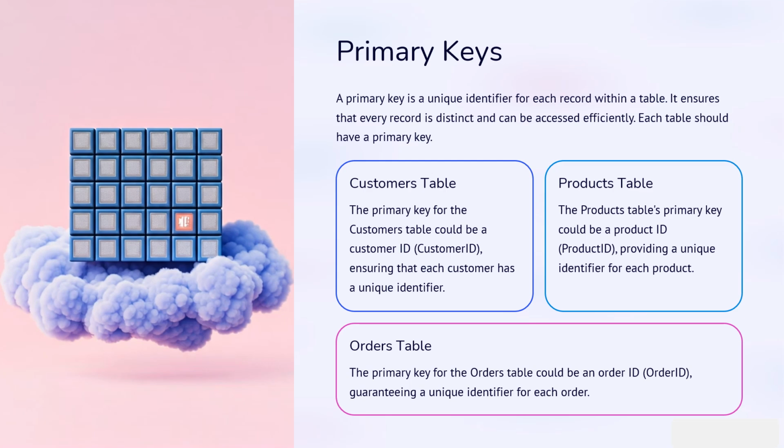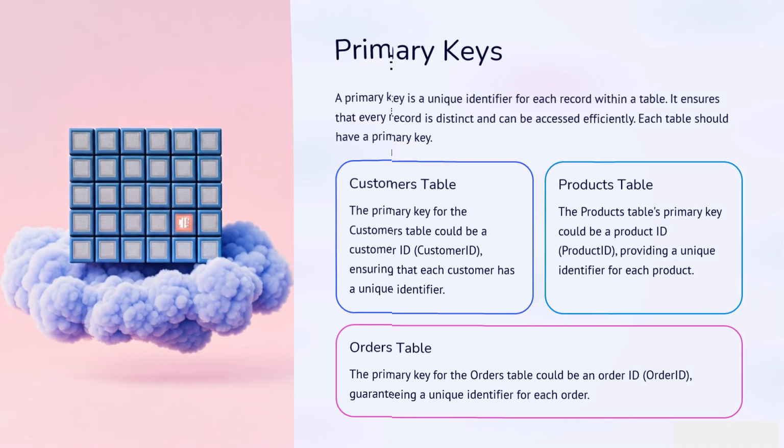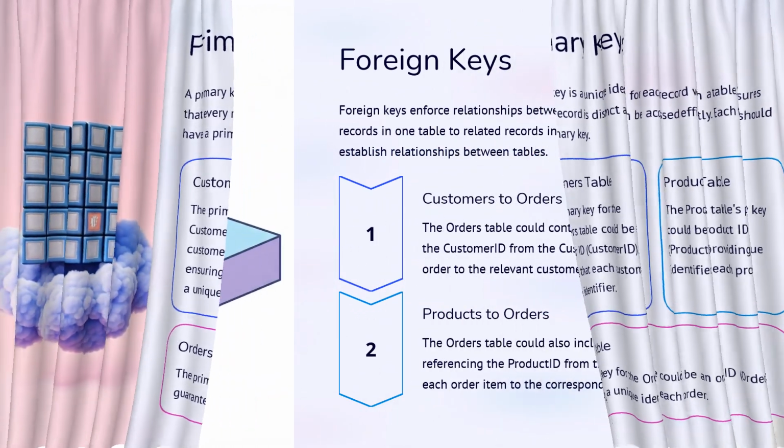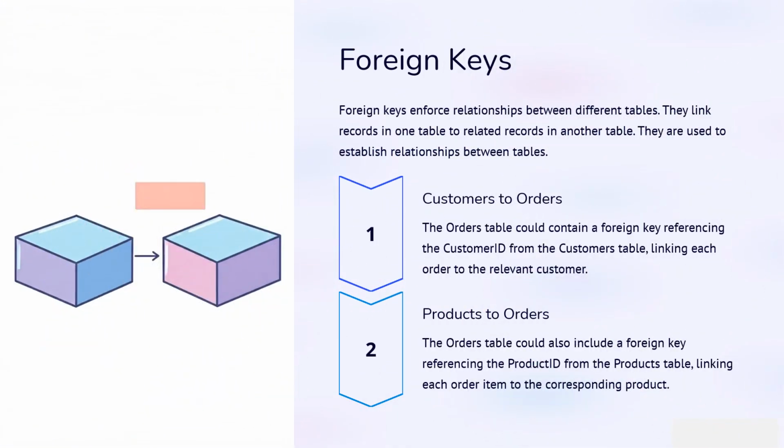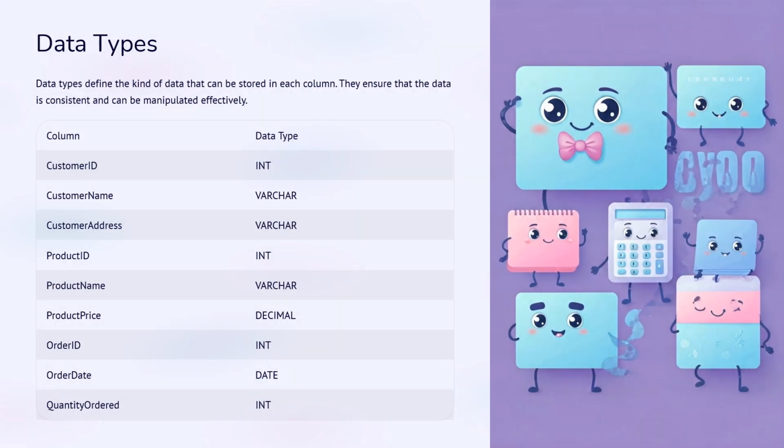We also have the foreign keys. The foreign key enforces relationships between different tables, in which we have the customer to order, and the products to orders. We now have the data types. Data types define the kind of data that can be stored in each column. Under data types, we have the column and the data type. We have the customer ID, in which the data type is int. We have the customer address, which is varchar, and so on and so forth.